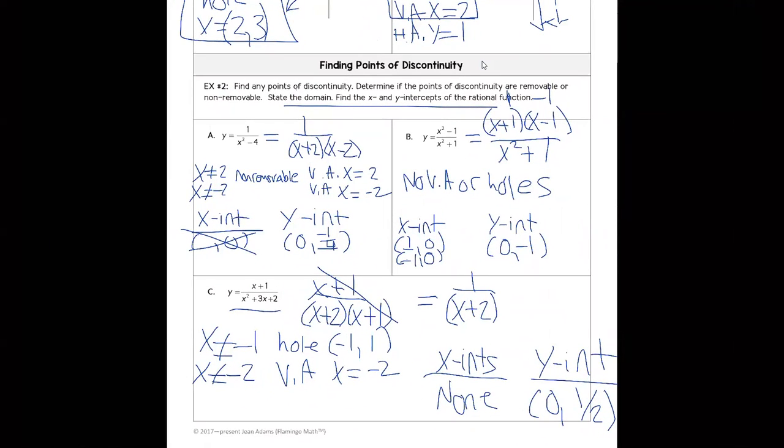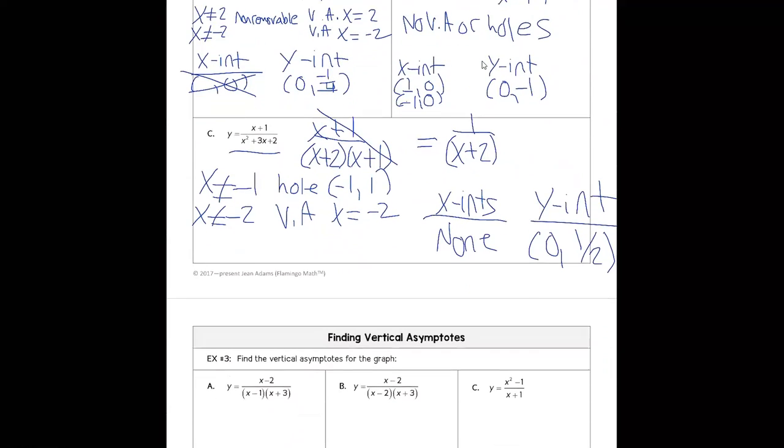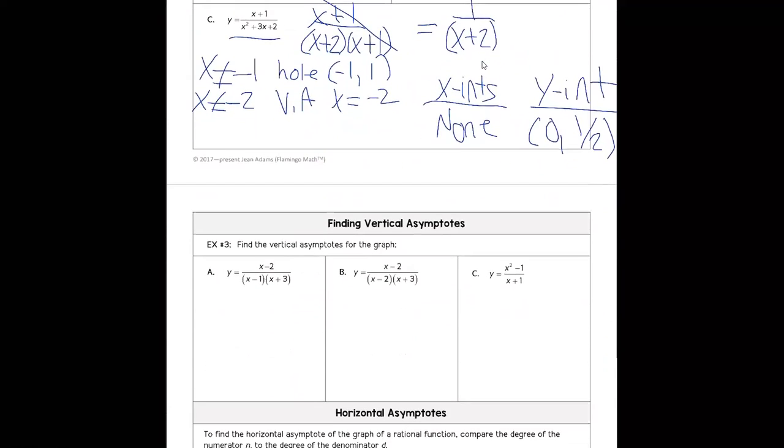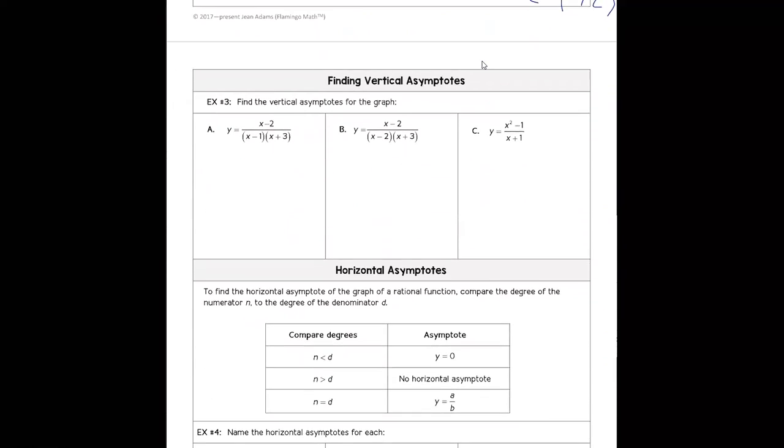To find an x-intercept, you plug in 0 for y, see if you can solve it. To find a y-intercept, you plug in 0 for x, see what you get. Like I said, I'll show you some ways you can use a calculator to help you with those maybe in the future. I'm going to skip this section here.